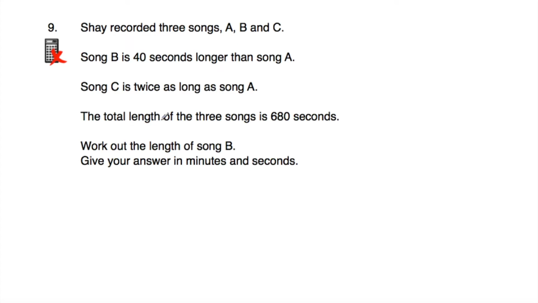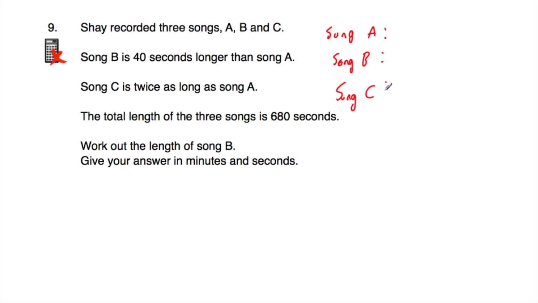And the question says the total length for the 3 songs, so if you add together their lengths, that's equal to 680 seconds. And we've been asked to work out the length of song B. Okay, so we've got song A, song B, and song C.